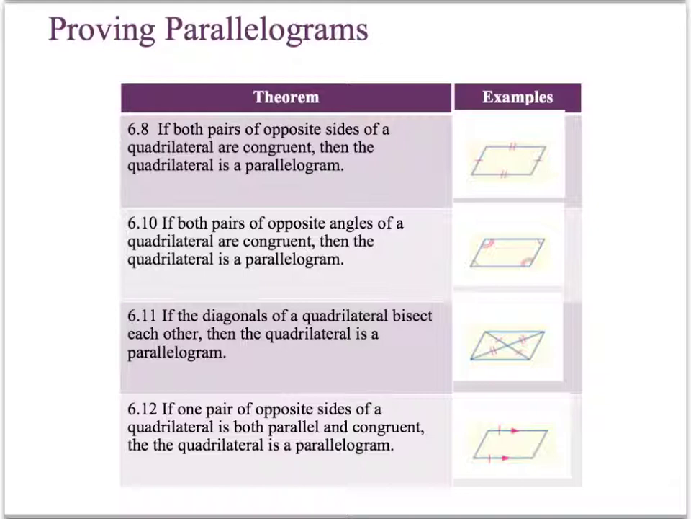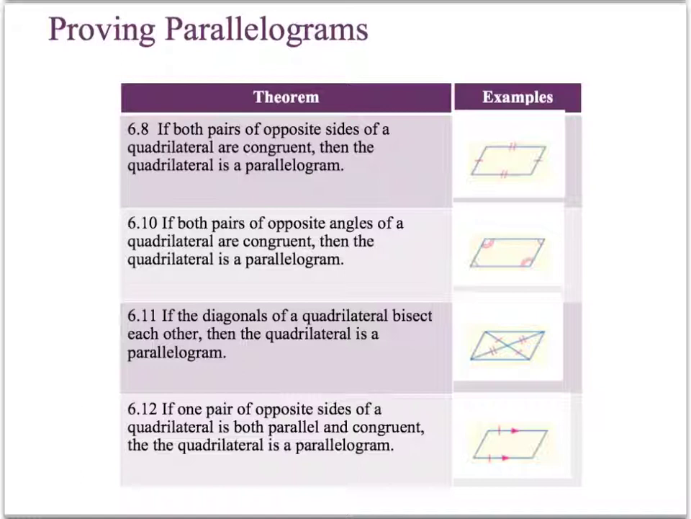6.10. If both pairs of opposite angles of a quadrilateral are congruent, then the quadrilateral is a parallelogram. So I've got this angle congruent to this angle is congruent to this angle, so it's a parallelogram. If the diagonals of a quadrilateral bisect each other, meaning that they split themselves in half, and the point they share in common is the midpoint of both diagonals, then the quadrilateral is a parallelogram.